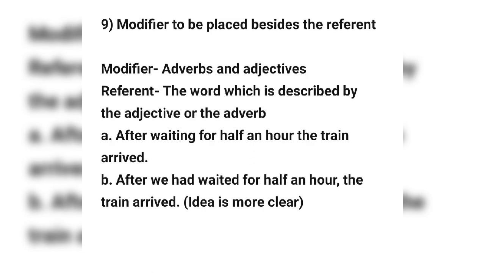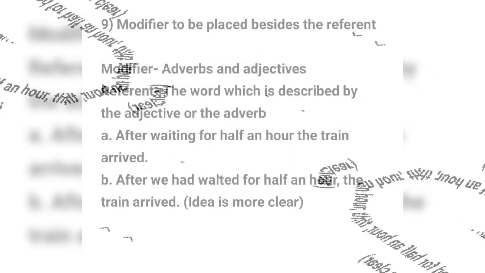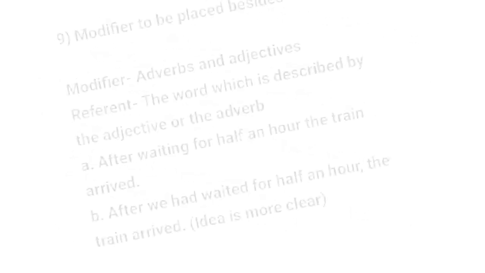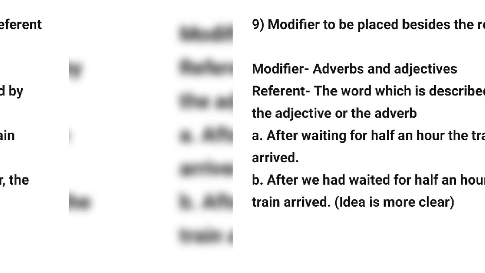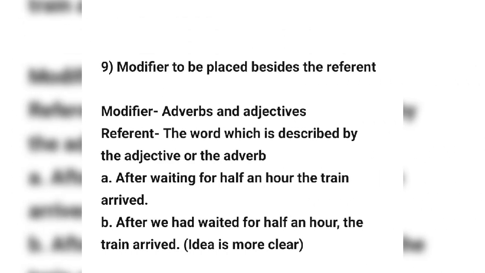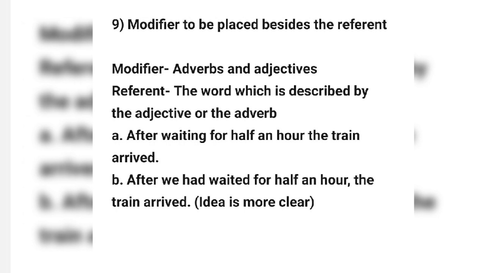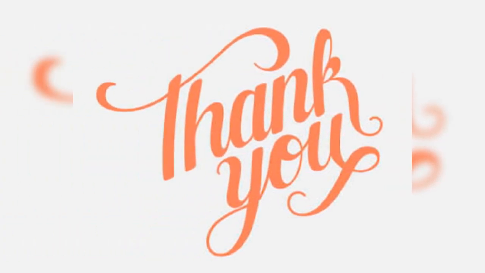The first sentence. After waiting for half an hour, the train arrived. The idea is not clear in this sentence because who waited? The answer is not clear. But in the second sentence, we get the answer. We had waited. The word we is added in the second sentence. After we had waited for half an hour, the train arrived. So the idea is more clear in the second sentence. So the second sentence is more attractive than the first one. These are the points to remember to make an effective sentence.